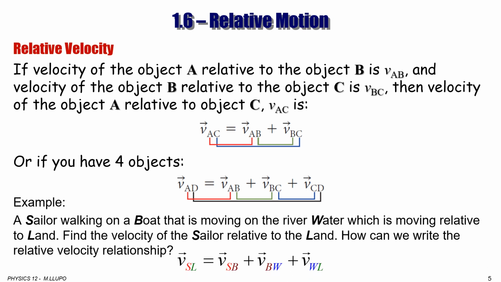If you wrote it like this, then you understood the relationship between relative velocities. The velocity of the sailor relative to land is equal to the velocity of the sailor relative to the boat plus the velocity of the boat relative to the water plus the velocity of the water relative to land. So you see everything in between is connected and everything outside is the one that you are looking for.